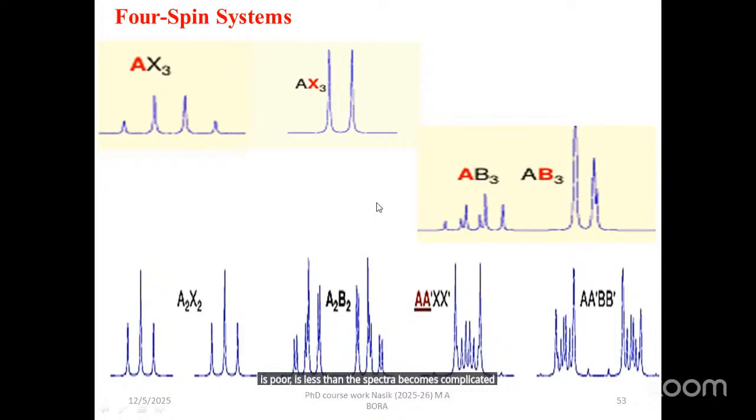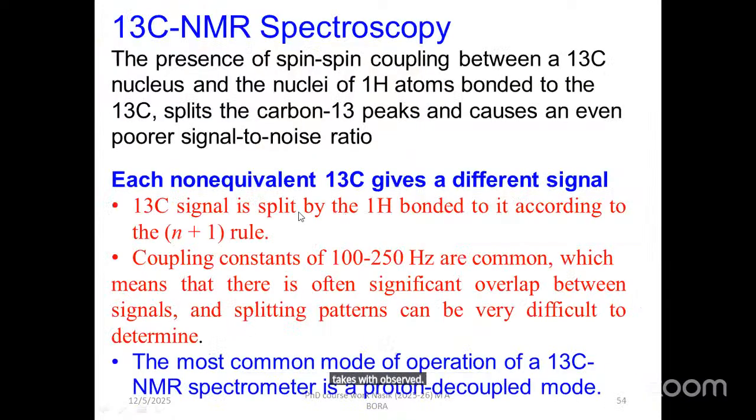In case of AB systems, in case of AM system, the spectra is complicated. But AX spectra is good. It's first order splitting, nicely well separated peaks will be observed. So this is about your H1 NMR.